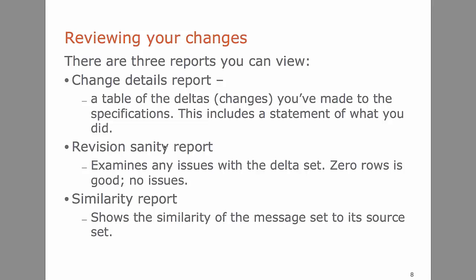your changes. So there's 3 reports. We've got the change details report, which provides really a full journal of everything that you've done to the message set. You've got a revision sanity report, which is a report where it'll show any issues. So 0 rows are good. That means no issues. And we have a similarity report, which shows the differences, or similarities I should say, between the original values of the message set to its original source set.